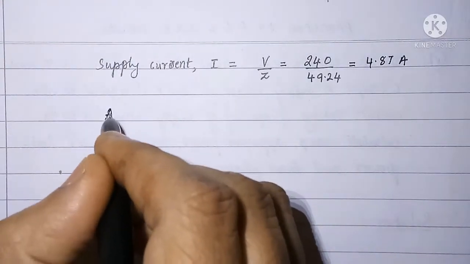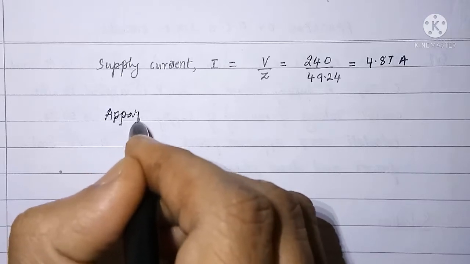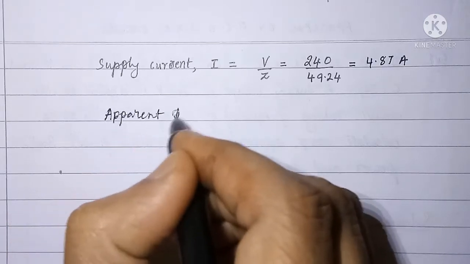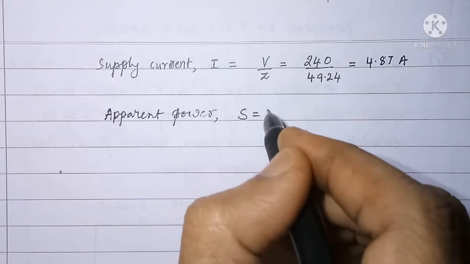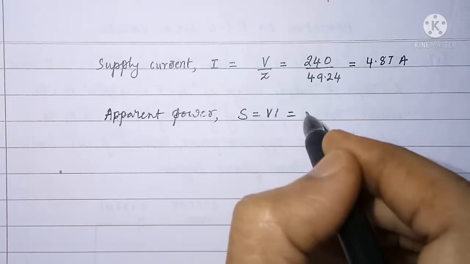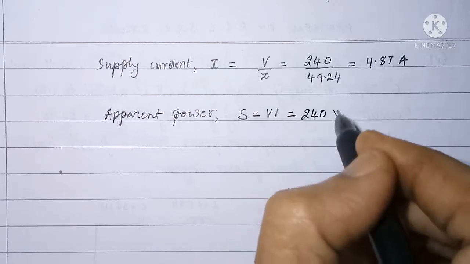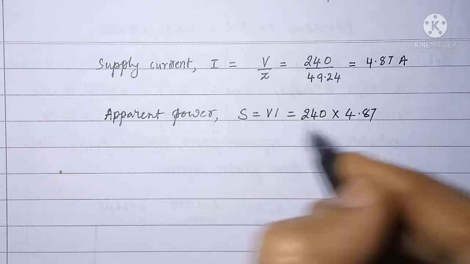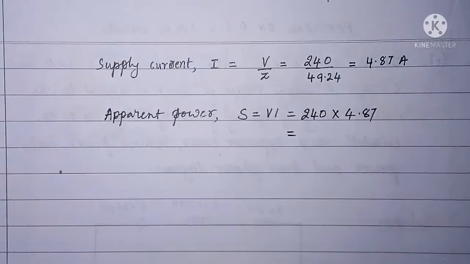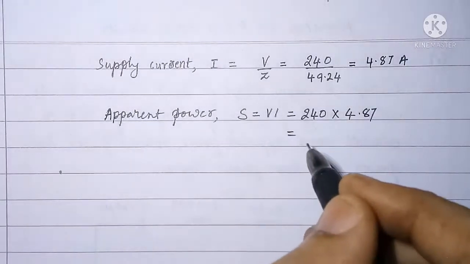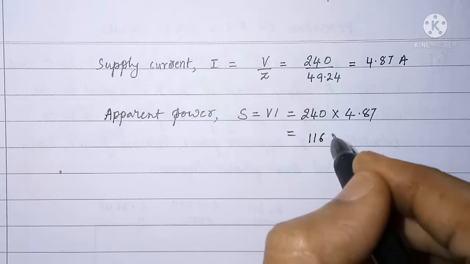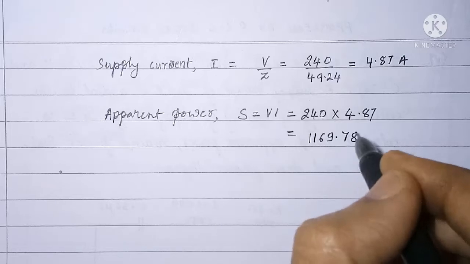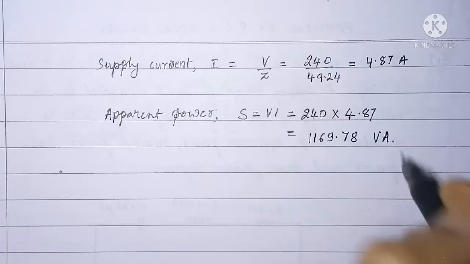Now we will calculate apparent power. S equal to VI, that is equal to 240 into 4.87. On simplification we get it as 1169.78 volt ampere.